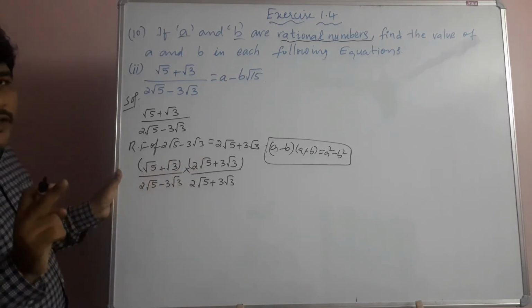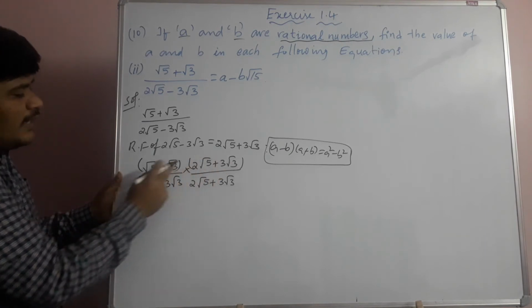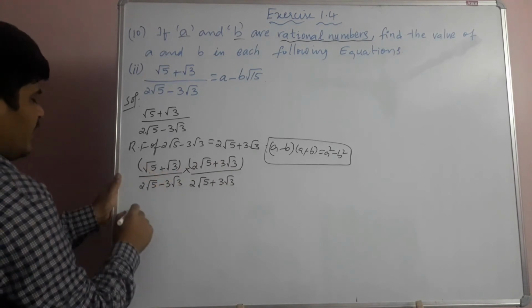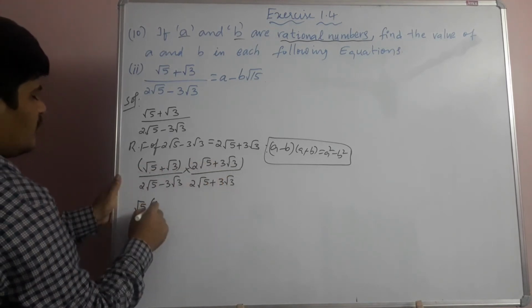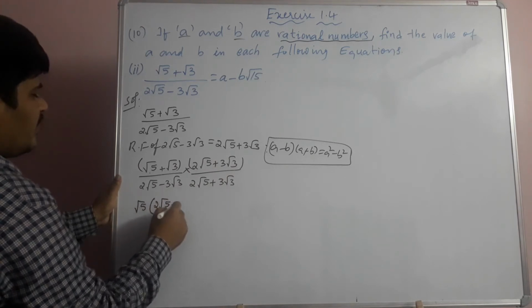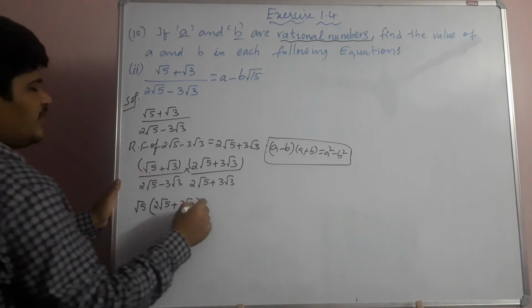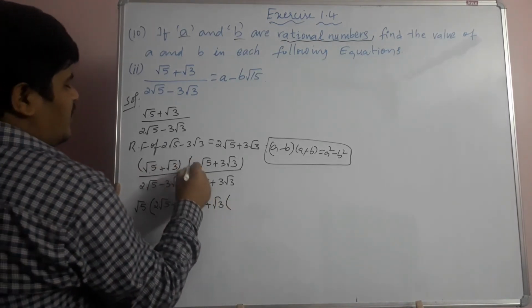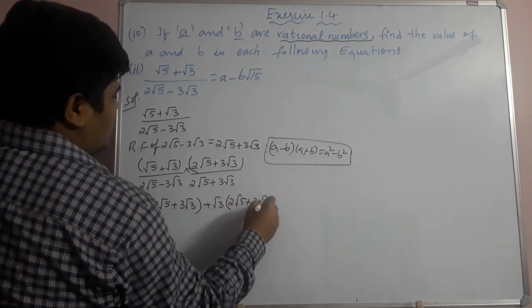How to simplify it? First term, root 5 into the whole, plus root 3 into the whole. This total expression. So I am taking here root 5 into this whole, 2 root 5 plus 3 root 3. Now plus root 3 is here, so plus root 3 into 2 root 5 plus 3 root 3.